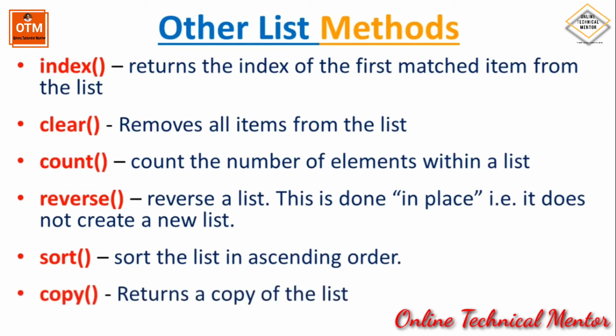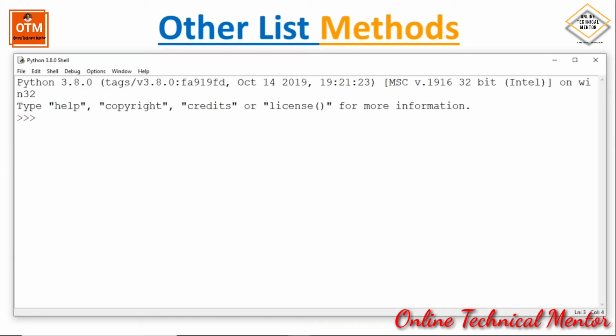Next, copy. It returns a copy of the list. Let me demonstrate this copy method by using an example. First of all, let me create a list1 equal to say 1, 2, 3, 4, 5. Now, if I write list2 equal to list1, then give enter, and if you print list2, it will give you the same list where list1 is pointing.